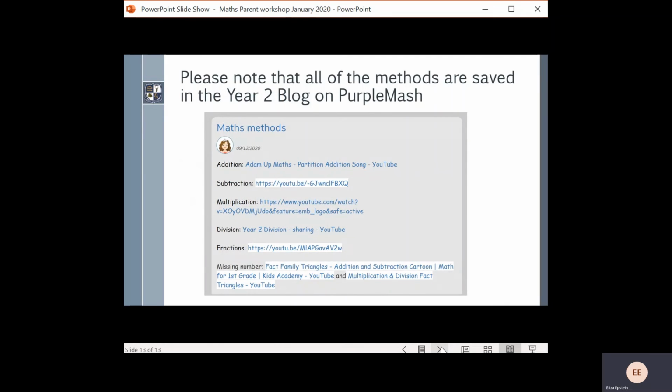Another thing to notice is actually there is an example video of each of these methods that we use in school for fractions and missing number as well, that are all on the Purple Mash Year 2 blog. So if your child logs into Purple Mash, go to the top, there's a world icon. They click on the world icon and they go to shared blogs, I believe it is. They will find the Year 2 blog and the maths methods. They're all there for you to use as much or as little as necessary.